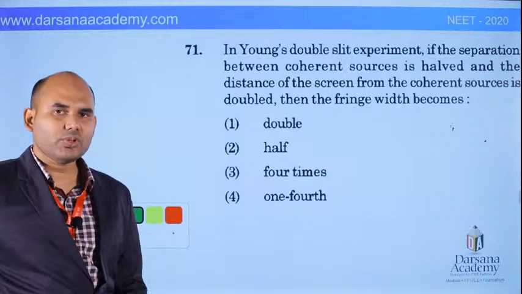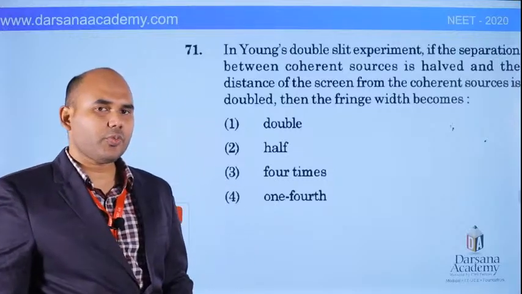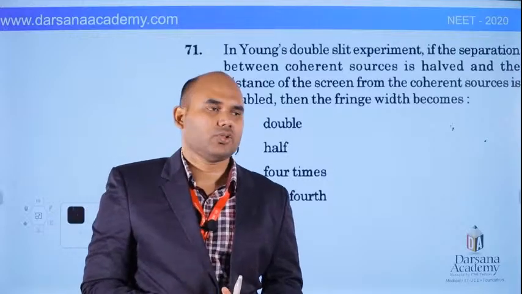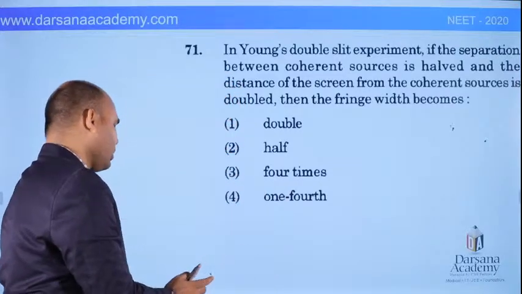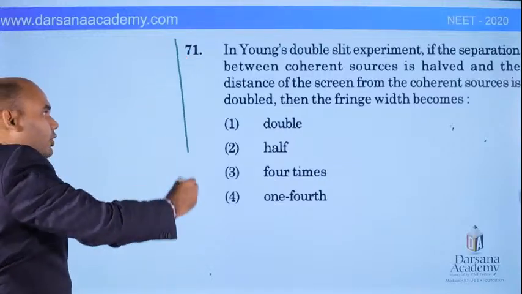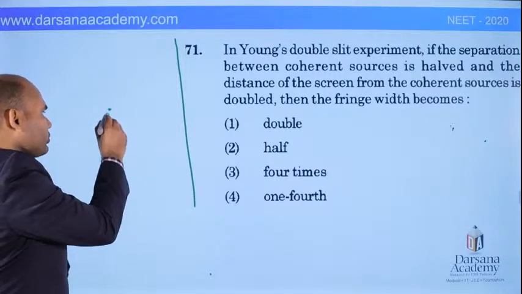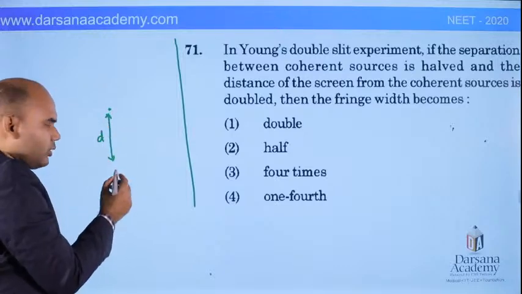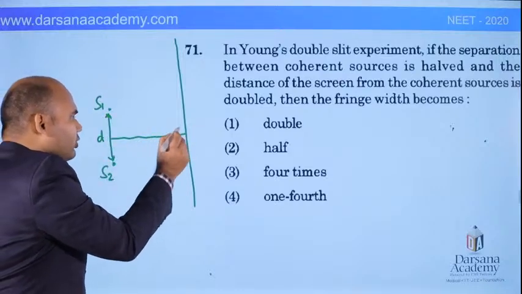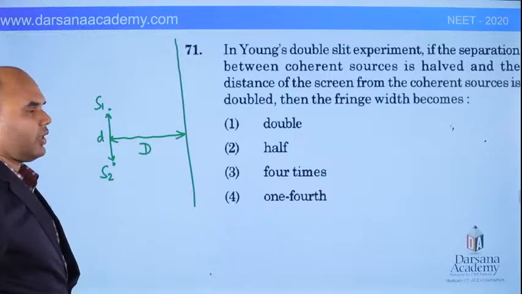Okay. This is a question based on Young's double slit experiment. Here, the fringe width is initially given, and again you have to find it with some changes in the setup. So what to do? Let us draw the setup. Always try to draw the setup here. Let us suppose this is a screen and there are two sources separated by distance d. Okay, this is S2, this is S1. There are two sources and this gap is given, capital D. Okay, let us suppose.